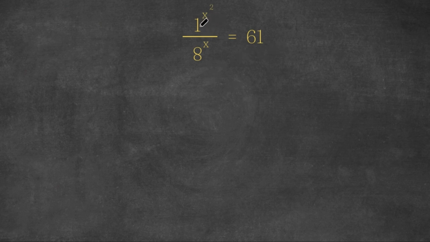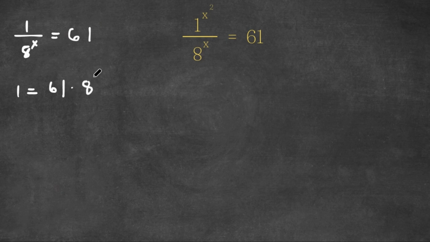Now what I'm first going to do is deal with this 1 to the power of x squared. Well, if you guys remember, 1 to the power of any number is equal to 1, meaning that 1 to the power of x squared is simply equal to 1. So this would be 1 over 8 to the power of x is equal to 61. Now, if I multiply both sides by 8 to the power of x, I get 1 is equal to 61 times 8 to the power of x.